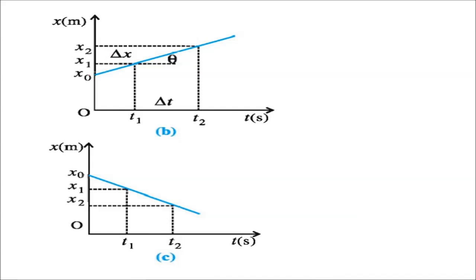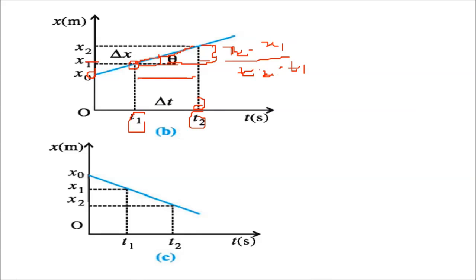In this case, say it started from x0, it reached x1 at time t1, and then x2 at time t2. So if we take these 2 points, then this is the theta we are talking about, and what will be the value? See, this is x2, this is x1. So x2 minus x1 is this one, and this is t2 and this is t1. So t2 minus t1 is this distance. So x2 minus x1 by t2 minus t1. This is the theta, or you can say tan theta.